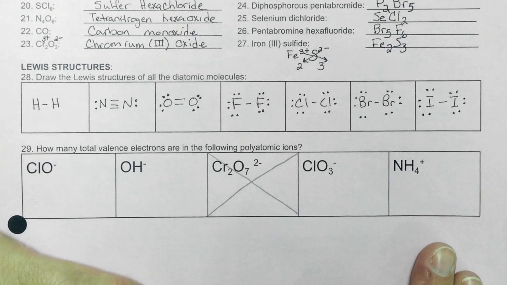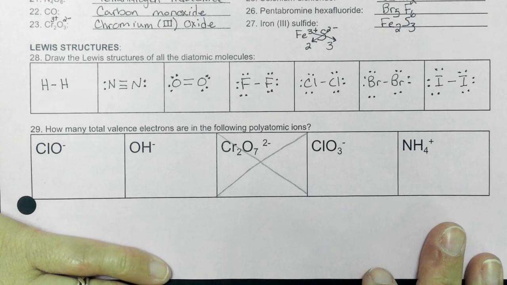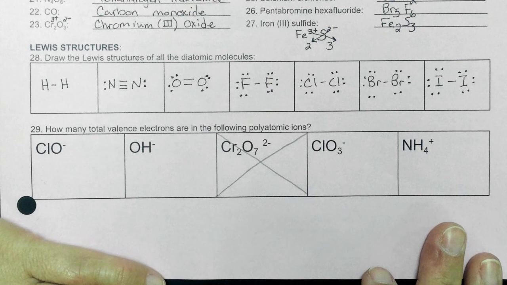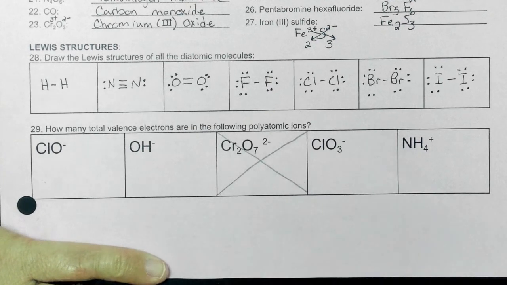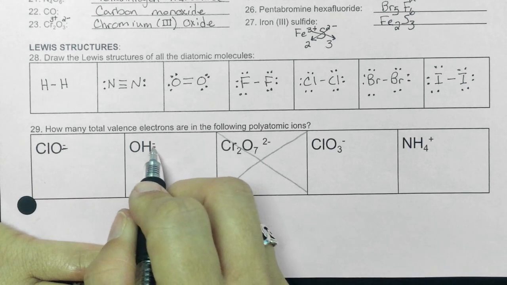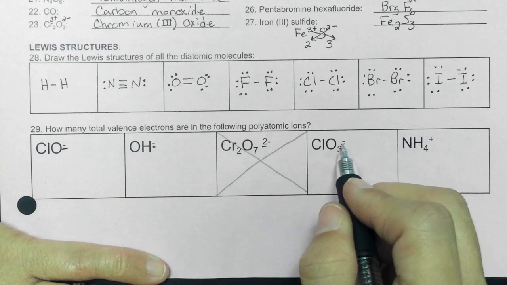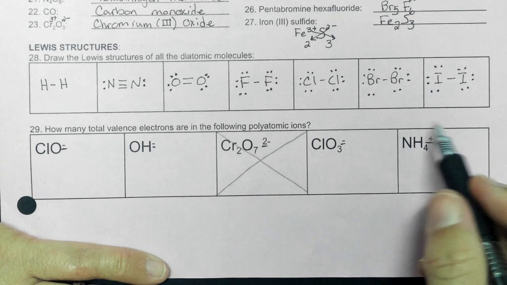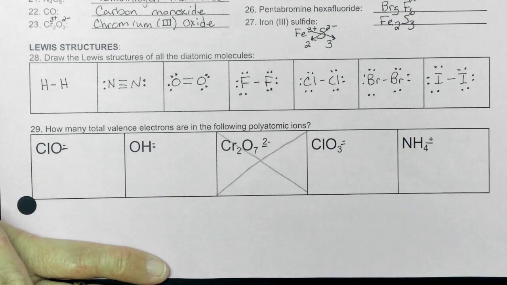Now, the last part says how many total valence electrons do each of the polyatomic ions have? The key thing here is that you're including the charge and the electrons that are in the charge, or in this case that you're taking away, and that you write those out. So your total electrons equal all of them that would be there had you drawn it.